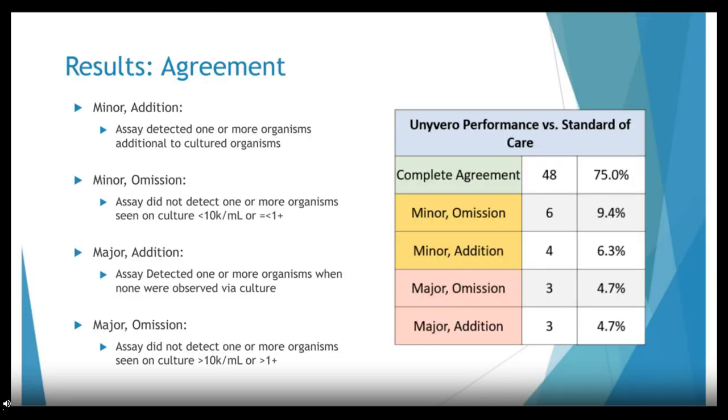So when we compared our Univero results to our standard of care, we saw pretty good agreement. But I should mention the types of disagreement that we could see, just so we're all on the same page here. Really, when you compare two methods, your new method can either add a new organism or it can forget an organism, it can omit one. When it comes to our cutoffs here, I kind of categorize them into 2 bins, being either minor additions or minor omissions, and then major additions and major omissions here.